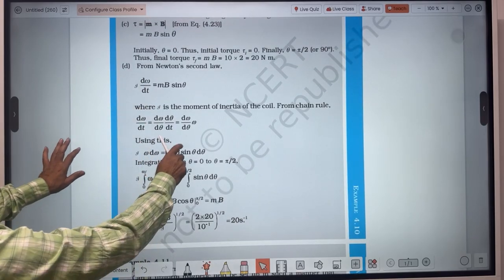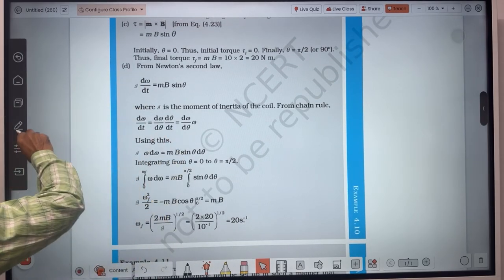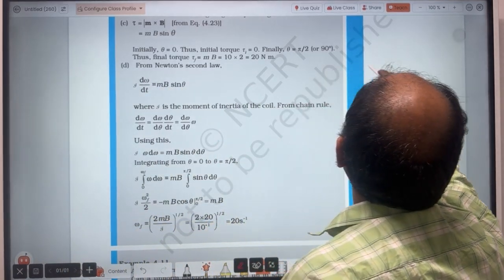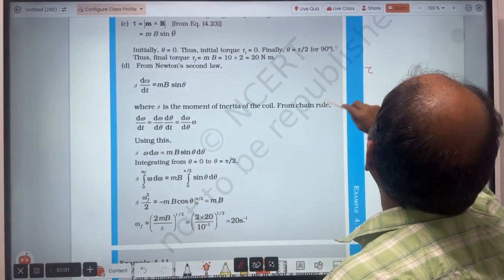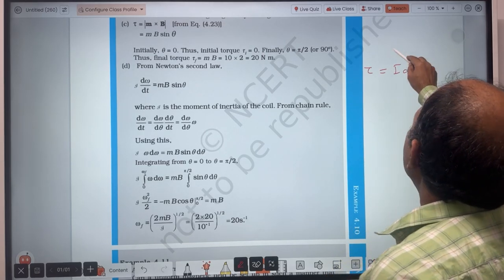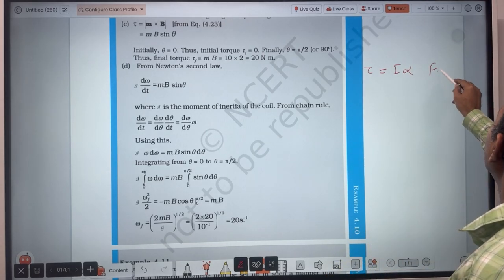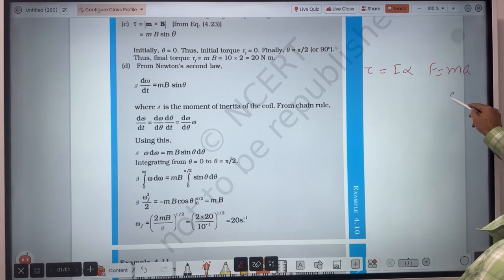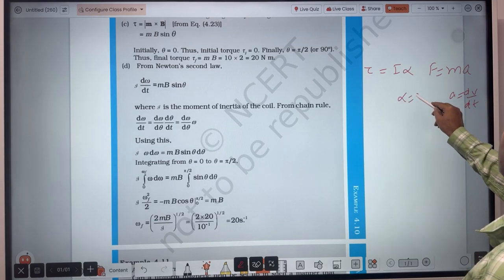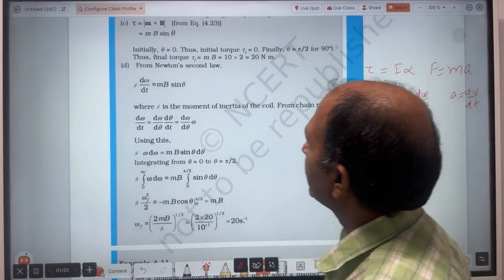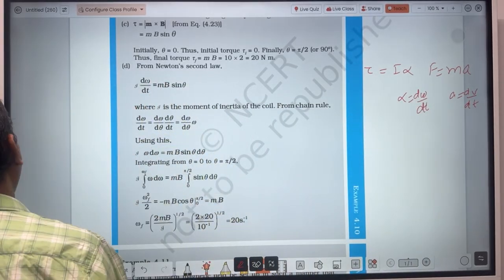Here you will feel a little complicated. So what is happening here? Tau equal to I alpha. It is similar to F equal to MA, right? And if you remember, a equal to dv upon dt, alpha equal to d omega by dt, right? The same thing is given here. This is the value of torque.